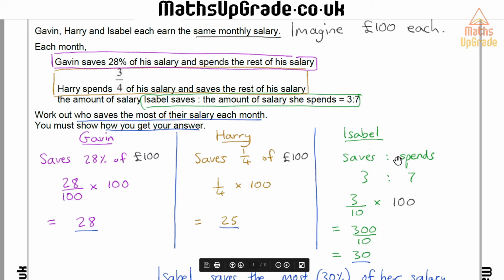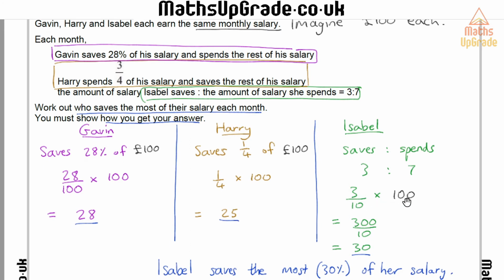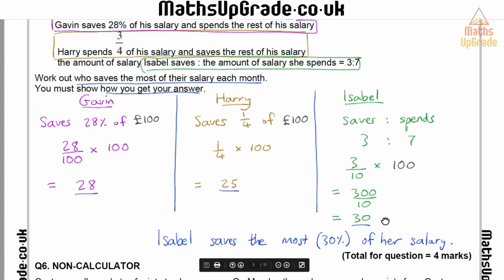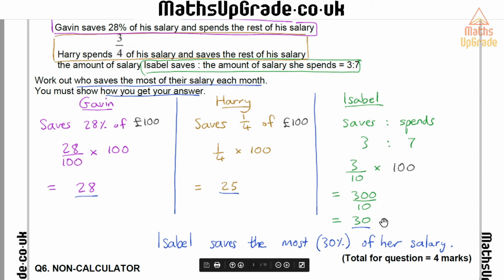Let's check Isabel. Isabel saves 3 parts for every 7 parts that she spends. In other words, she's got 10 parts in total. 3 of them is what she saves, so 3/10 is what she saves. So she saves 3/10 of her £100. 3/10 of 100 is the same as 3 times 100 divided by 10, which is 30. So Isabel saves the most out of her salary. She saves £2 more than Gavin and £5 more than Harry.